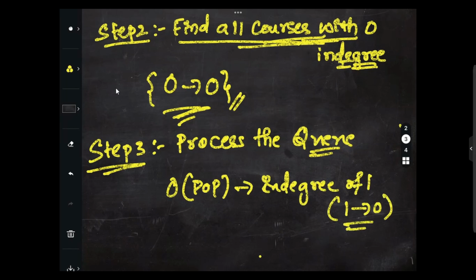Same step. We will consider 0 first. We will pop 0. We will consider the in degree of 1, and we'll be reducing the in degree of 1. This is important. Reduce in degree of 1, nothing but 1 to 0. Next step, we have 1 here. We have already popped 0. We have reduced the in degree of 1 to 0. Now we will consider 1. We will add 1 to queue here.